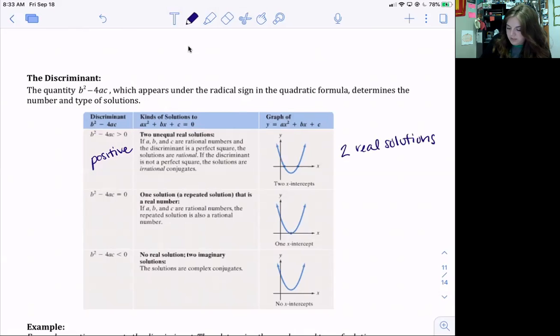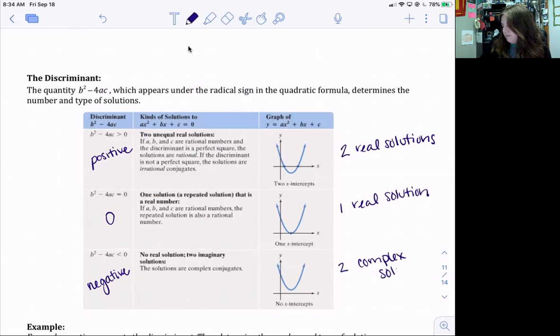Okay, when it's equal to 0, we're going to have one real solution. And when it's negative, we're going to have two complex solutions. So just like what we saw in that last problem.